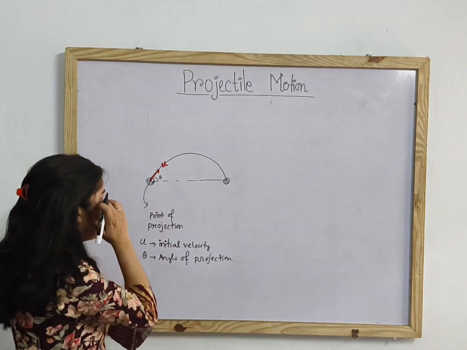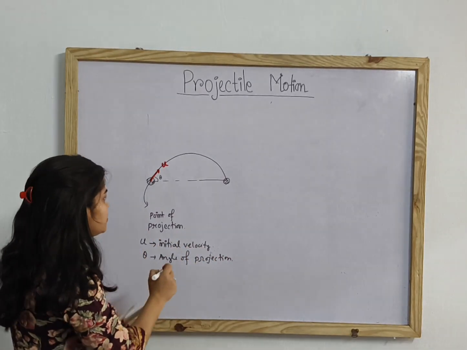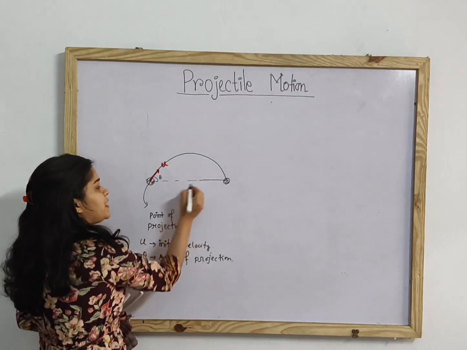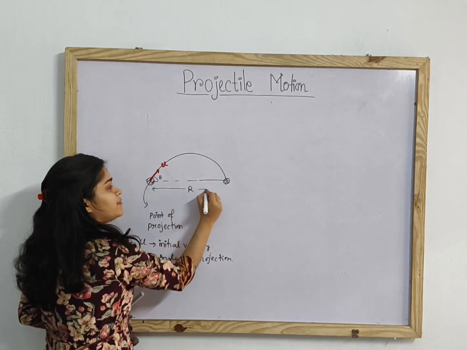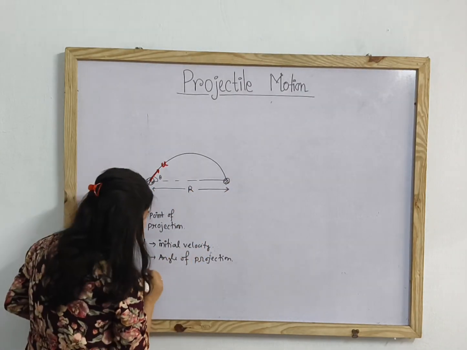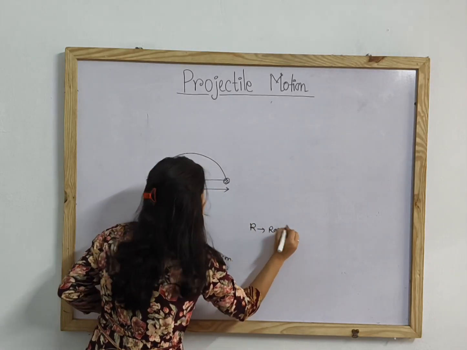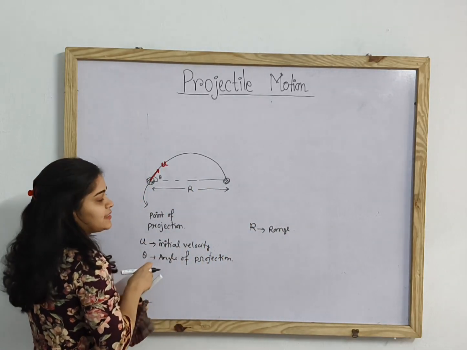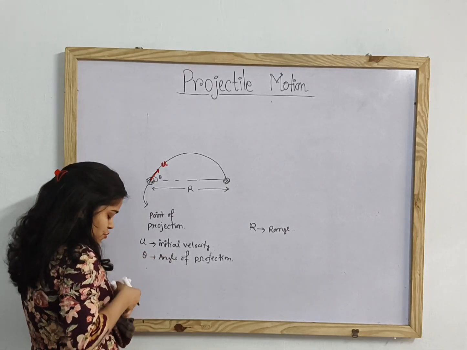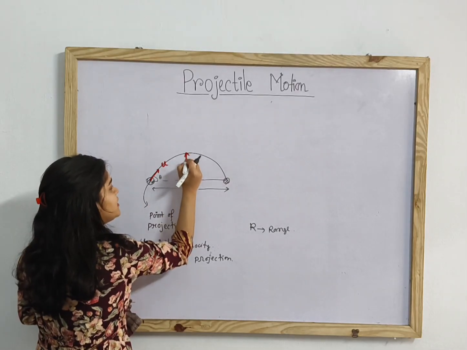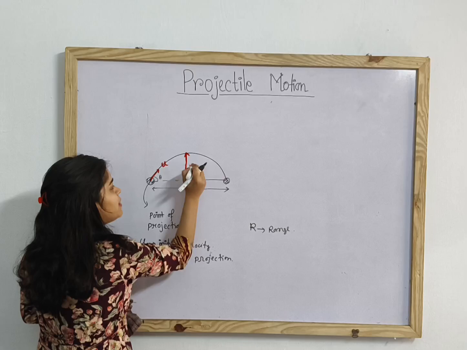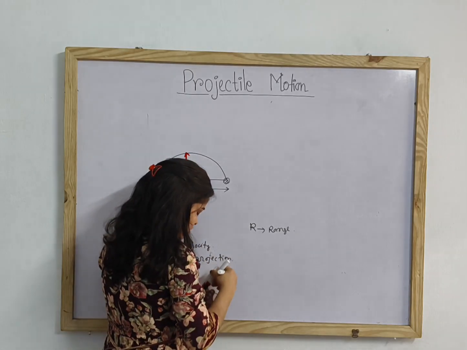This is clear? Now, the distance between the starting point and the final point, as I have discussed, is the range of the projectile. R is the range of the projectile. The maximum height from the ground, this height, is the maximum height of the projectile. So what is h?